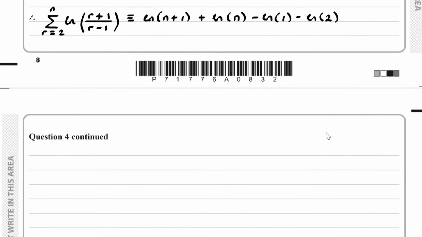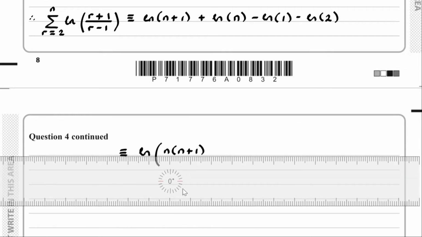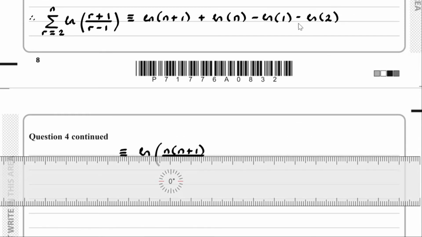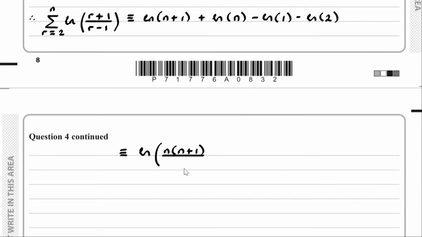And so if we were to simplify this even more, what we end up with is, using the addition law, n plus 1 times n on the top. Natural log of 1 is 0. And then using the subtraction law, because I'm subtracting the natural log of 2, I would have to divide n times n plus 1 by 2. And that's exactly what we wanted to show.